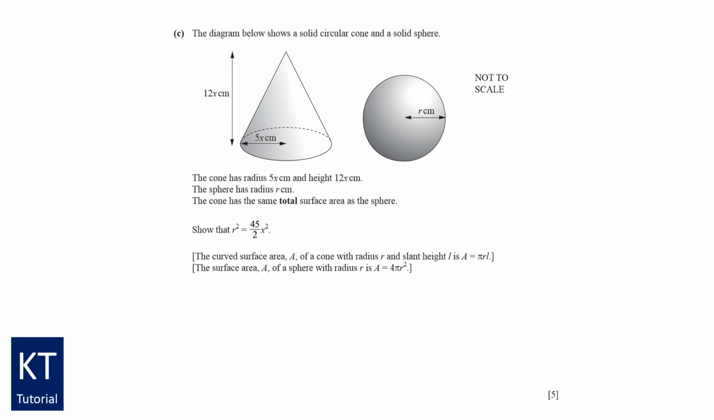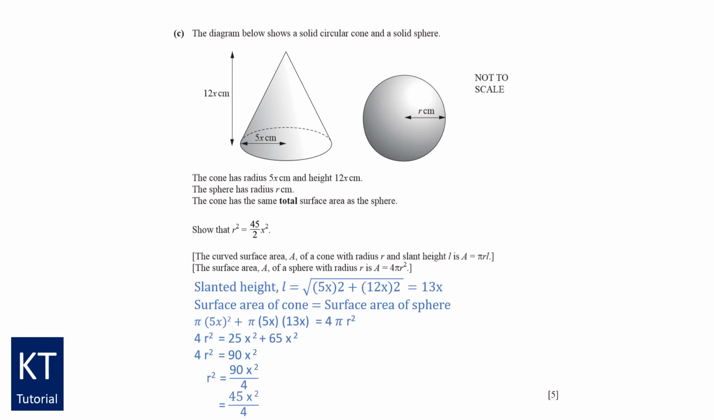Question 10c. The diagram below shows a solid circular cone and a solid sphere. The cone has radius 5x cm and height 12x cm. The sphere has radius r cm. The cone has the same total surface area as the sphere. Show that r squared is equal to 45 over 2 x squared.